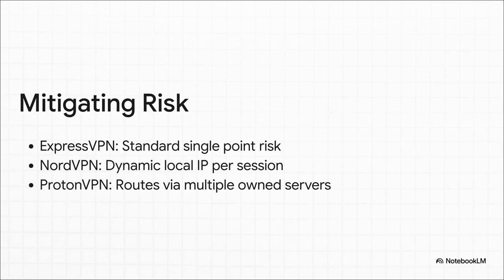But how do they actually mitigate that massive stage 5 risk, that moment of plain text vulnerability? If the server sees your real IP and your destination, how do they protect you from themselves? ExpressVPN leans heavily on their audited RAM-only server infrastructure. NordVPN takes a really cool approach. NordLynx actually assigns a dynamic local IP per session, completely double-natting the connection, so it's incredibly hard to correlate a user to their IP, even internally. And ProtonVPN offers Secure Core, which completely routes traffic through multiple Proton-owned servers in privacy-friendly countries before it ever exits to the internet. No single server ever sees both your real IP and your final destination.